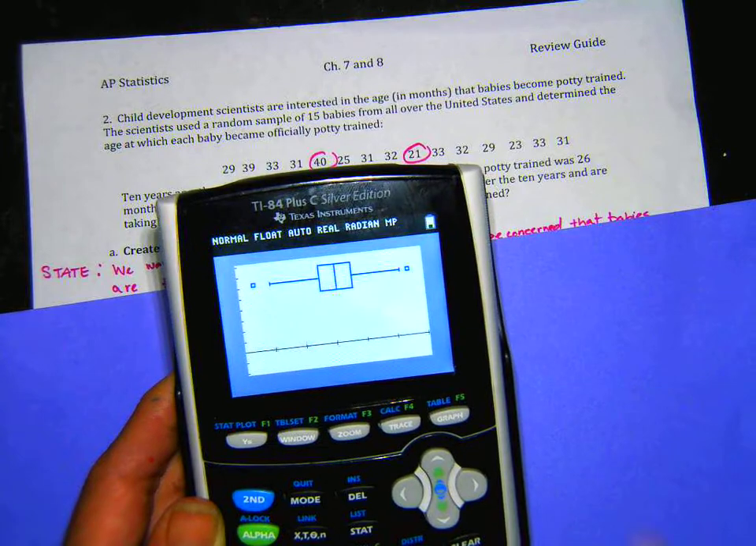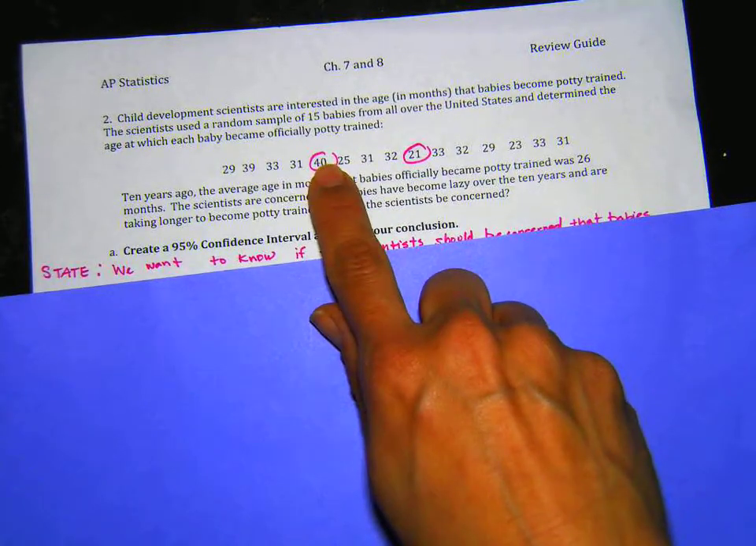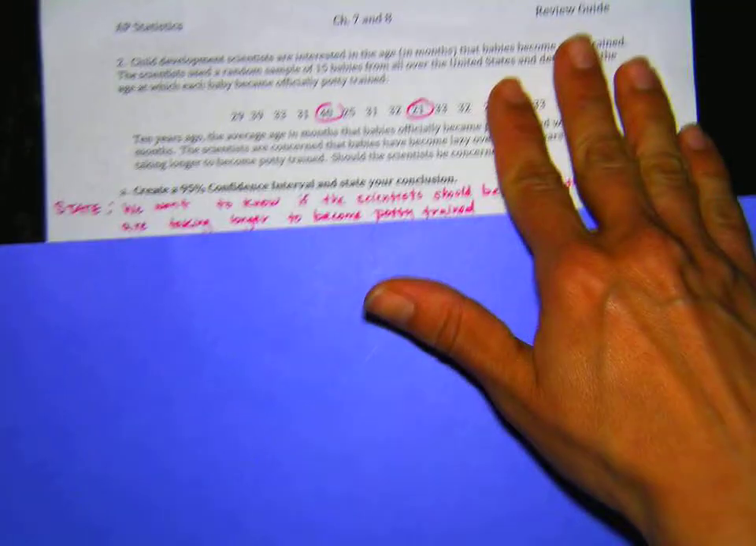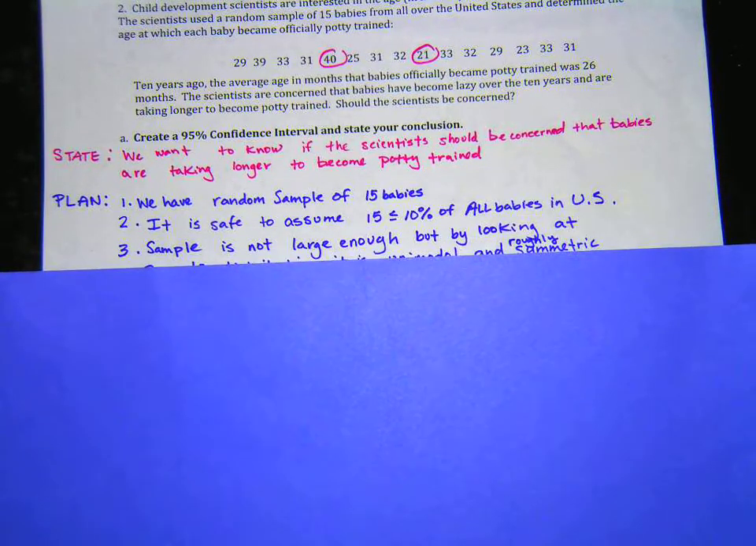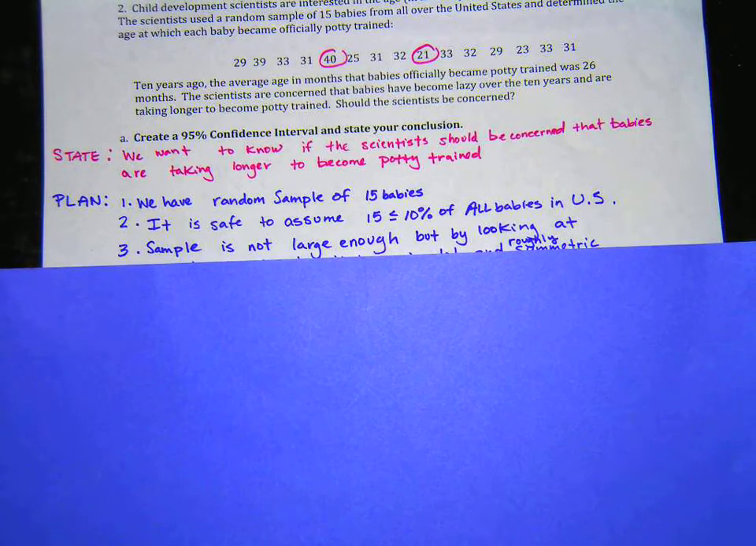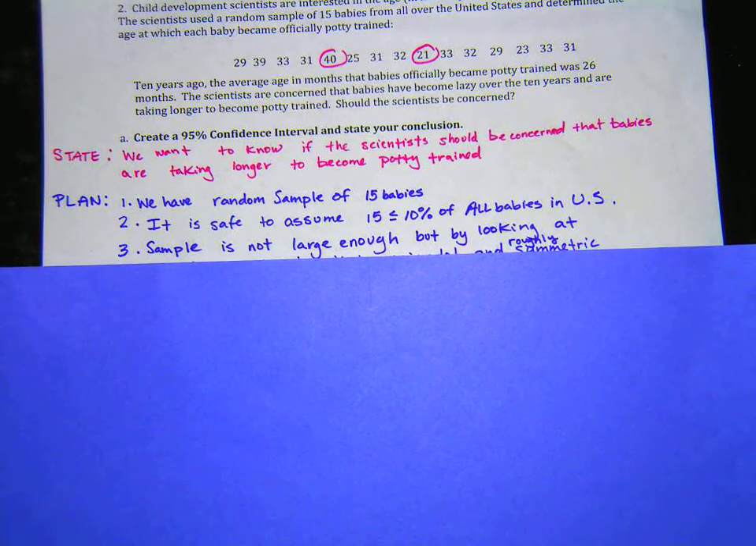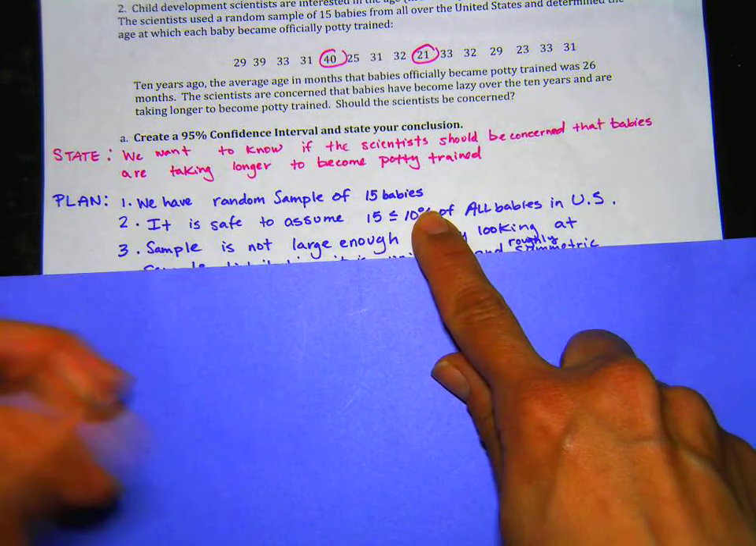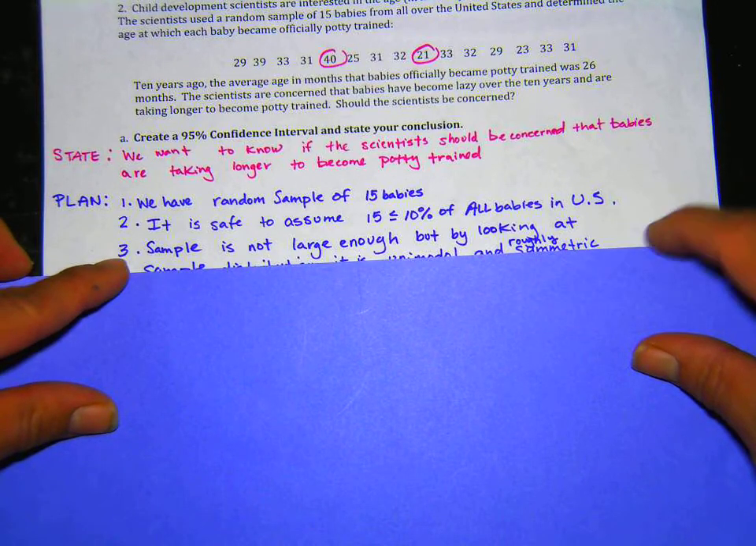Okay, so let's look how to do that as if we removed our outliers. So I'm going to remove 40 and remove 21 from my data. So state what we want to know. We want to know if scientists should be concerned that babies are taking longer to become potty trained. We make our plan. A random sample of 15 babies. It is safe to assume 15 is less than or equal to 10% of all babies in the U.S. So independence is met. These first 2 things show that we have independence in our sample.